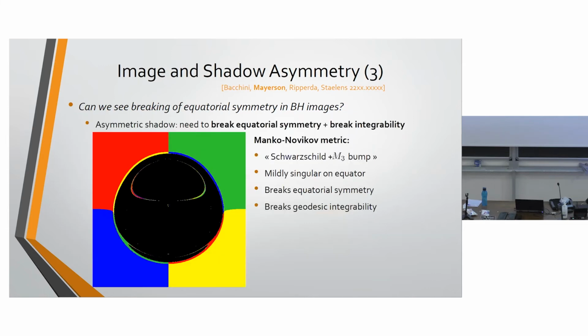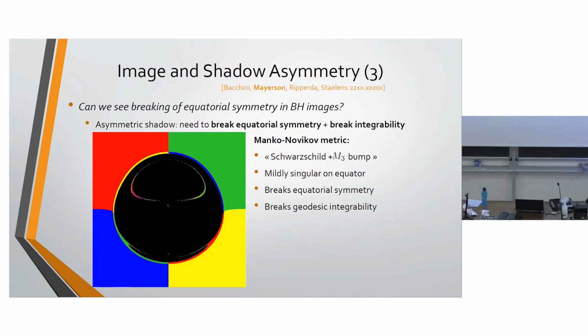But I also kind of told you what to do. You need to break integrability, and you need to break equatorial symmetry and integrability to find a shadow that is not symmetric. Some of you know I've been asking around, do you have a black hole for me which satisfies certain criteria? And 2 of the criteria are that they break equatorial symmetry and break integrability.